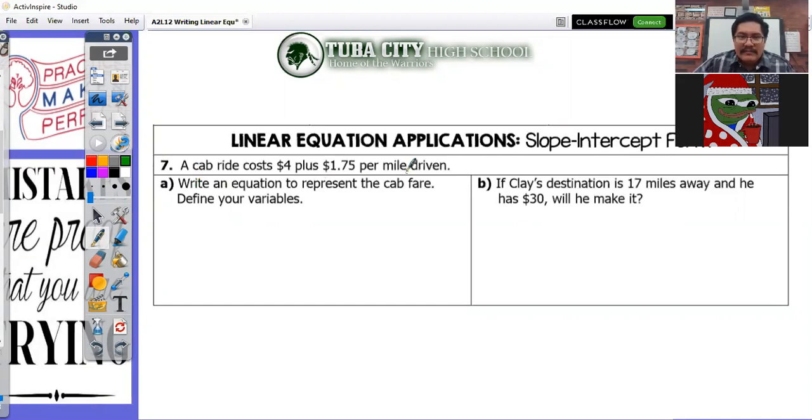Write an equation to represent the cab fare for $4 and $1.75 per mile. Define the variables. Now what I should do is put this into y equals mx plus b. But in this case, we're not graphing it, so we don't need to really put them in that order. So let's just leave it the same as it is, 4 plus 1.75, and we're done, right?